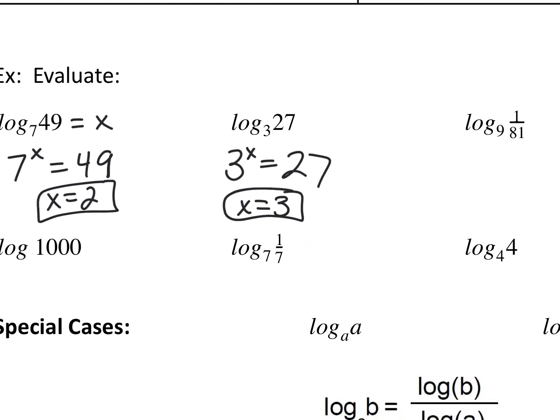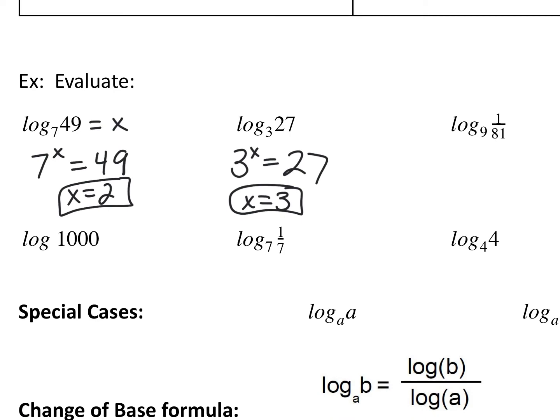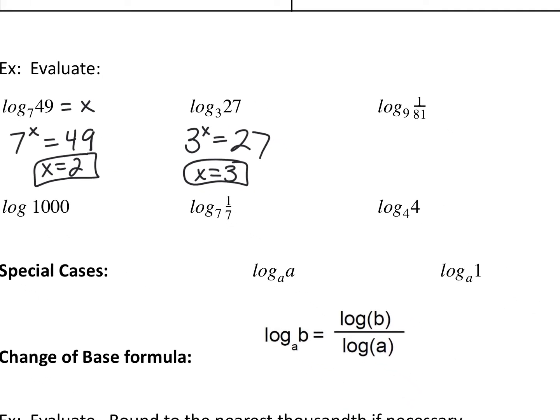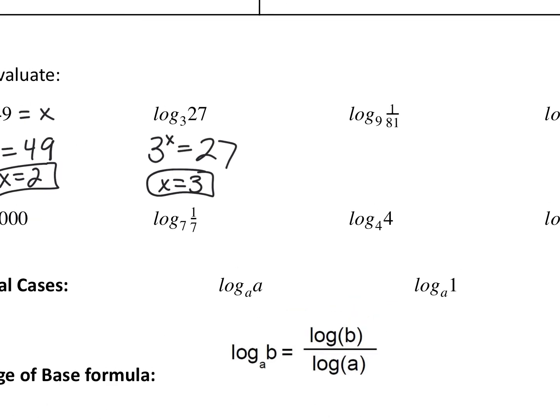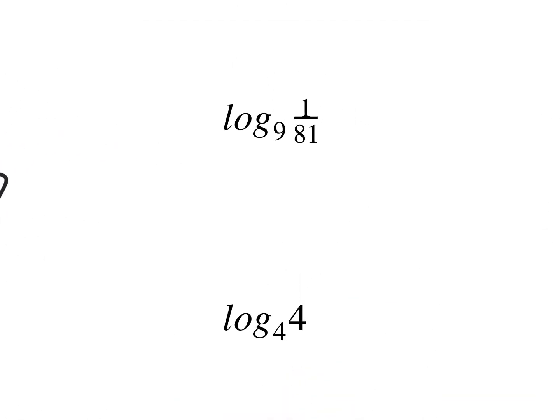We can see how this would be a little challenging without a calculator, right? The next couple that we're going to do without a calculator, I'm going to do with you, and then I'm going to show you this change of base formula. We'll do the last 4, and we'll be done for the day. Sound good? Okay, so this guy right here, 9 to what power equals 1 over 81?